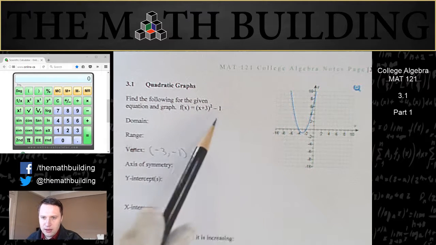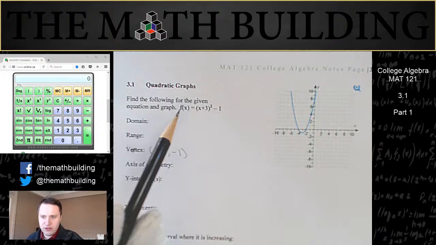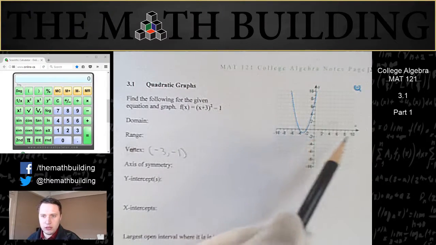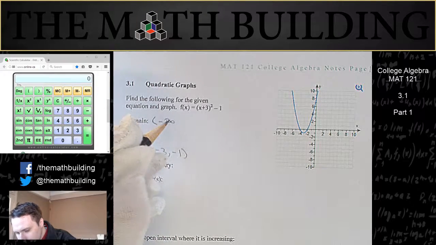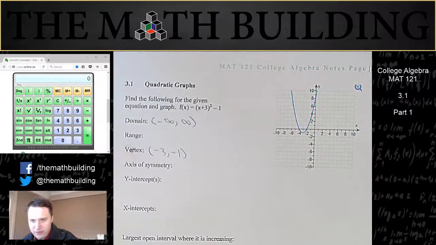Well, the domain, we don't see any absolute value, we don't see any square roots, so the domain is actually going to be just all real numbers. We have something for all of x. So it's -∞ to infinity.